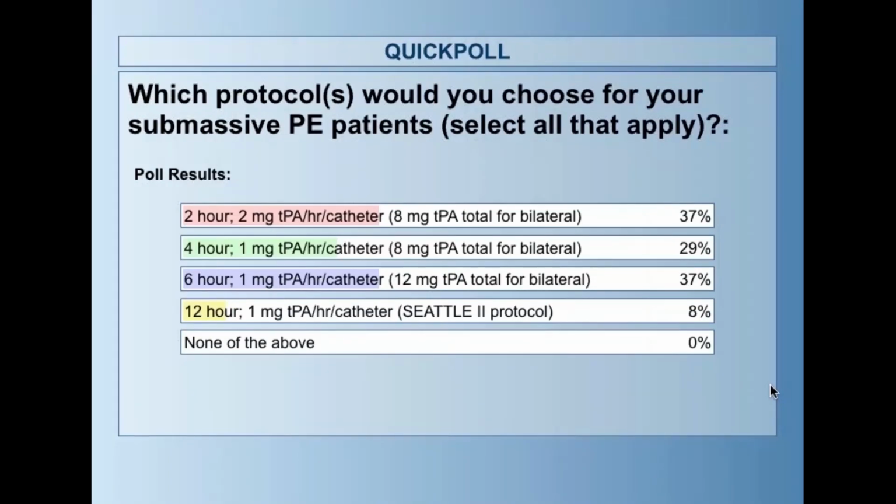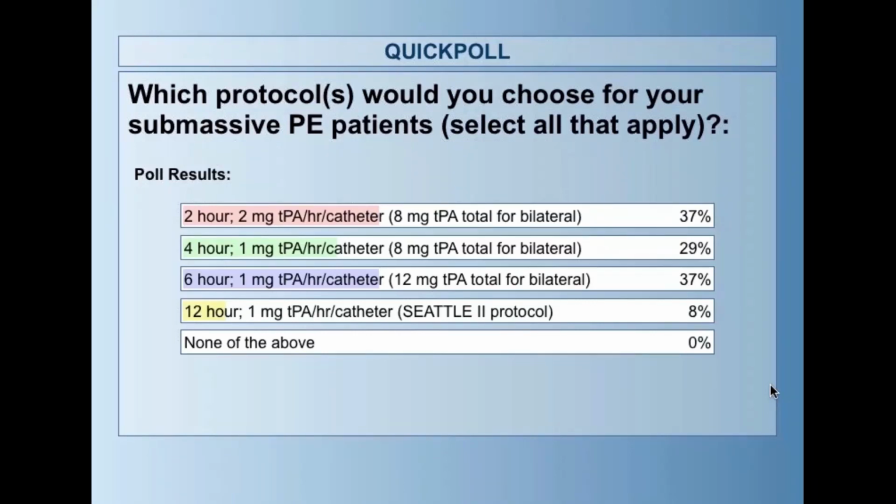We have a really interesting split, and in the webinar that was done before this one, we actually had a very similar split, in that many of you feel comfortable treating and using the OPTALYSE protocol, whether it's a 2-hour, 37% chose 2-hour, 29% chose 4-hour, and 36% chose 6 hours. 8% still remained with the Seattle 2 protocol. So I think that's a great polling response there.